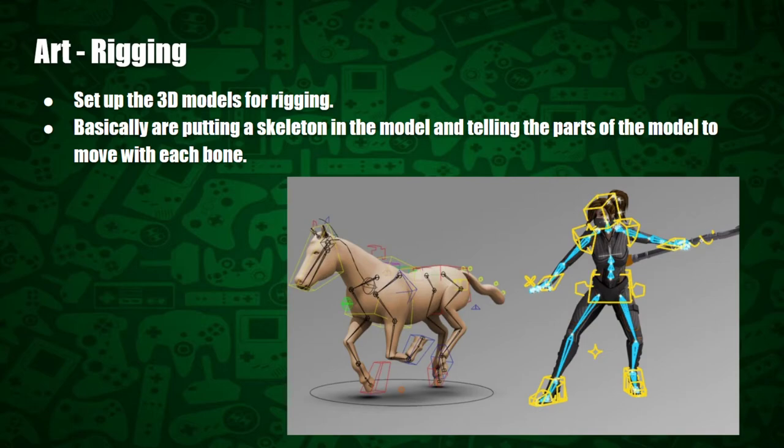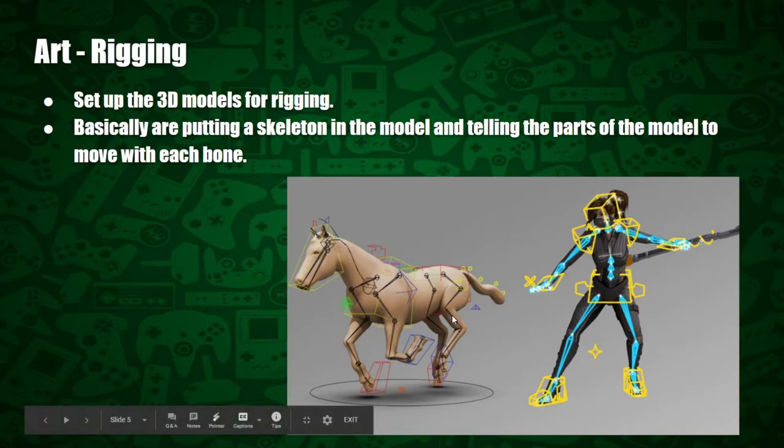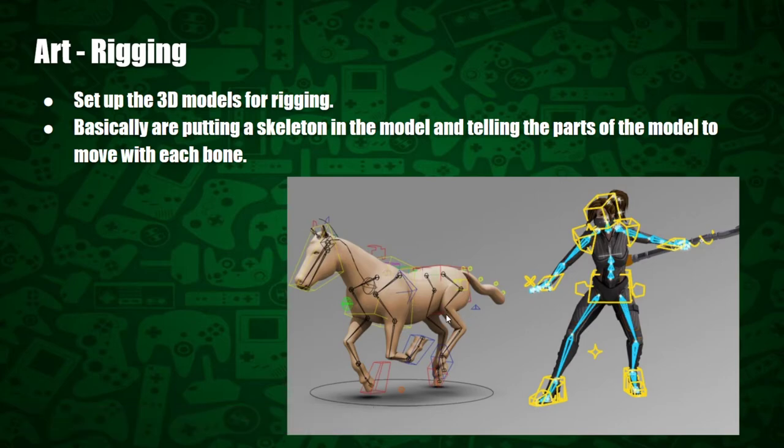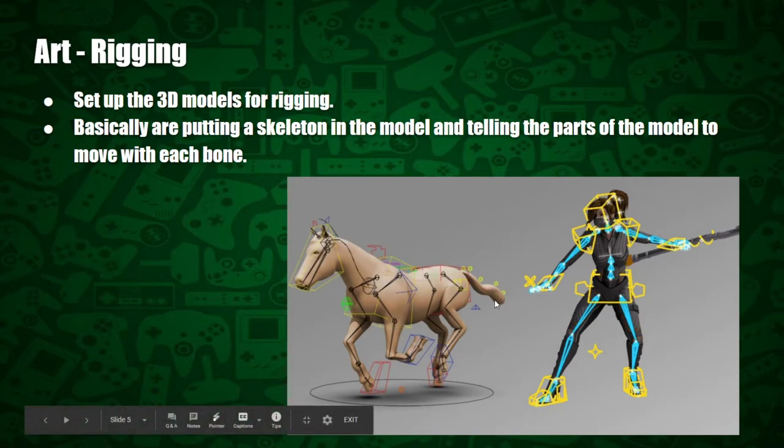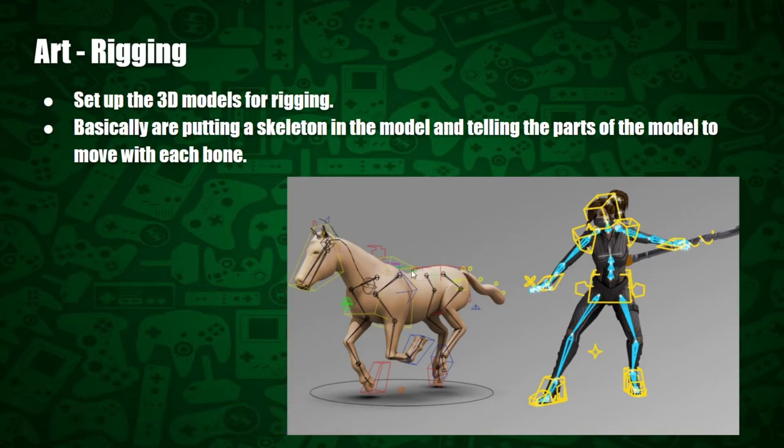And when you put the bones in, you have to tell it to work with these polygons. So, like in the leg, I would say, okay, the polygon's here. I want you to only move these polygons here. That's pretty much rigging. So when you're animating, you move the bones and it will move the parts of the body that you assigned it to do.